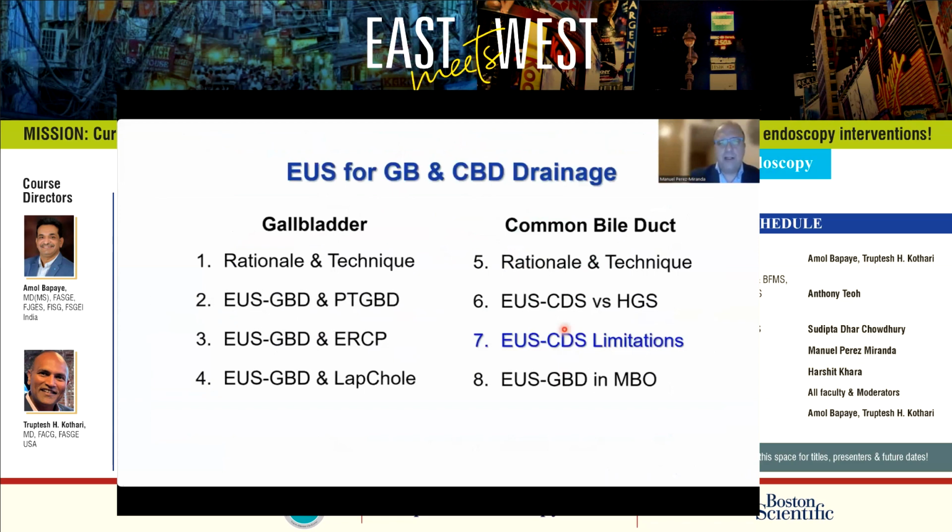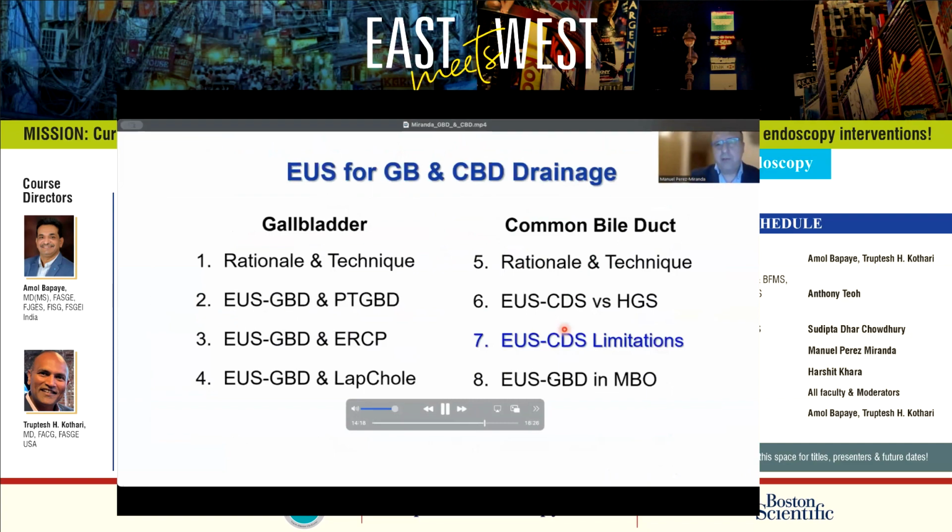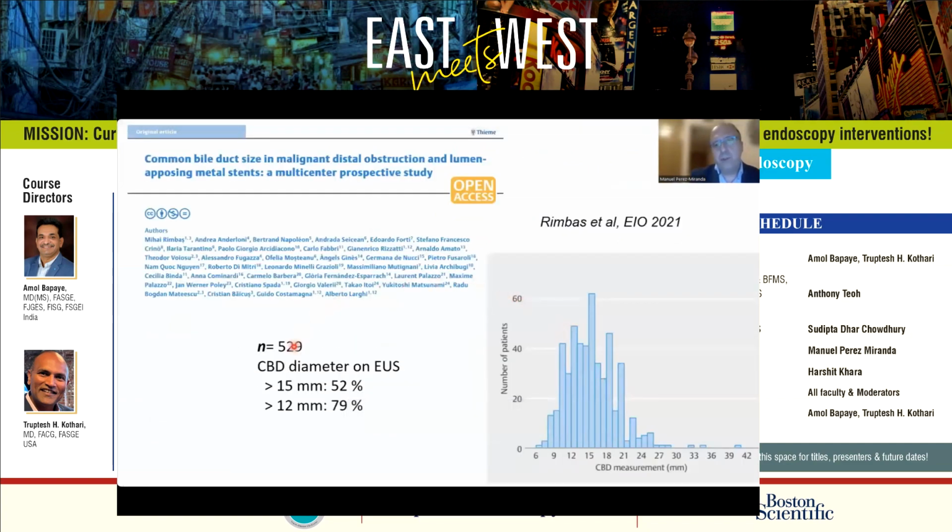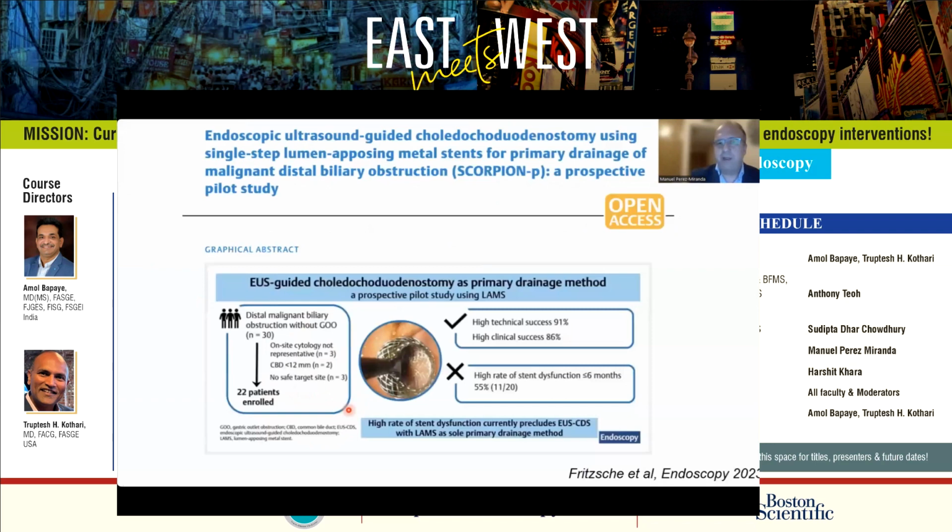So is LAMS-based choledochoduodenostomy perfect or that wonderful? Well, to begin with, in those two trials, only patients with a common bile duct diameter of 14 millimeters or more were included. And in real life, we know that in about half of patients the diameter of the bile duct is smaller than 15, and there are even patients, 20%, in which the bile duct is less than 12 millimeters.